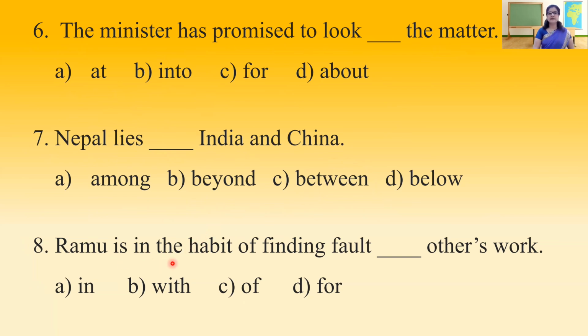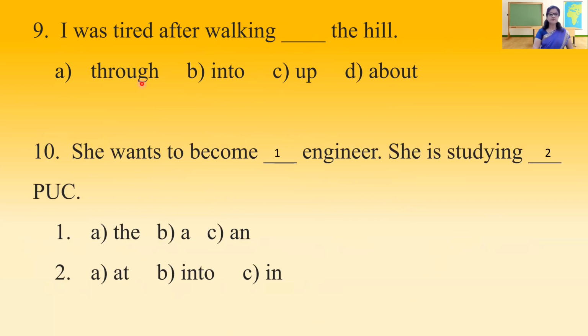Ramu is in the habit of finding fault dash others' work. So Ramu is in the habit of finding fault. Here the preposition is with. Ramu is in the habit of finding fault with others' work. I was tired after walking dash the hill. You can't write through the hill, into the hill, or about the hill. You have to write up the hill. I was tired after walking up the hill.